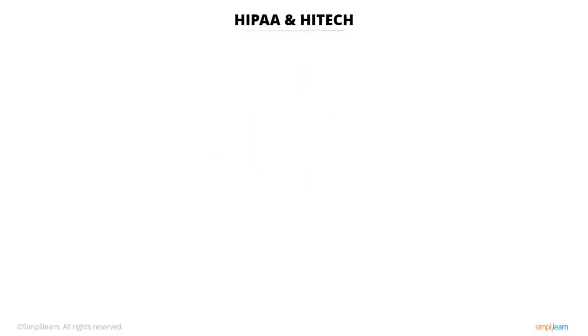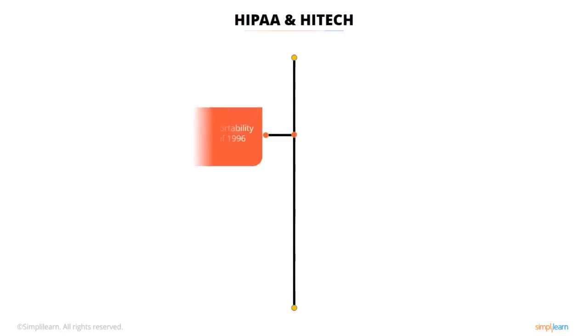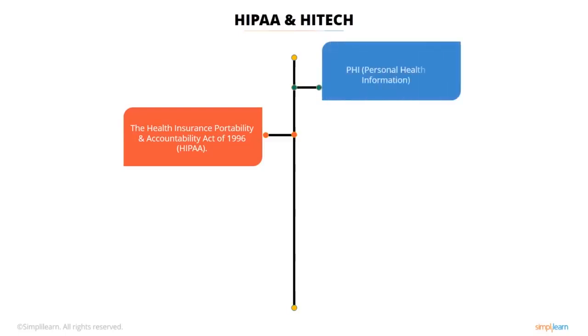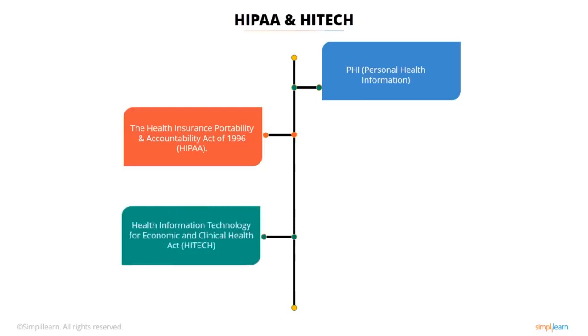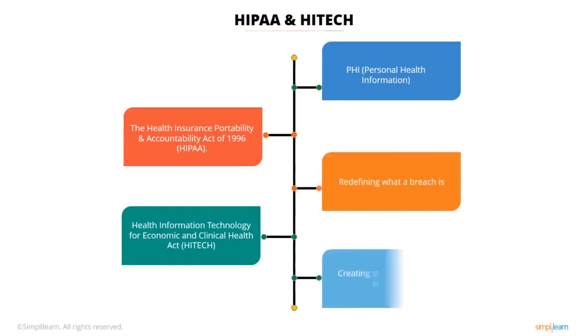Here's a few laws that are very important in the United States. HIPAA and HITECH. The Health Insurance Portability and Accountability Act of 1996. Now that's a very lengthy law, but most important for auditing is it identifies what is considered personal health information and how it has to be handled. This was augmented by the HITECH, or Health Information Technology for Economic and Clinical Health Act, which redefined what a breach is and gave stricter standards for notifying people in case of a breach.